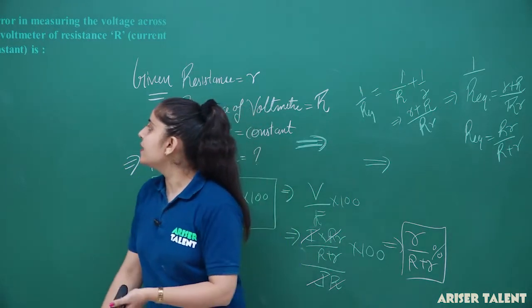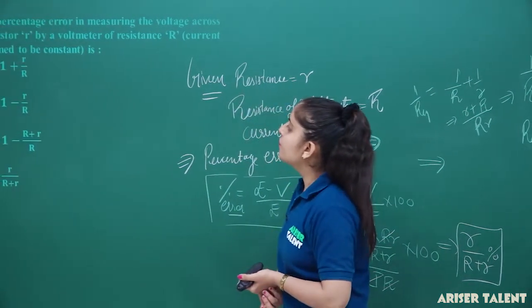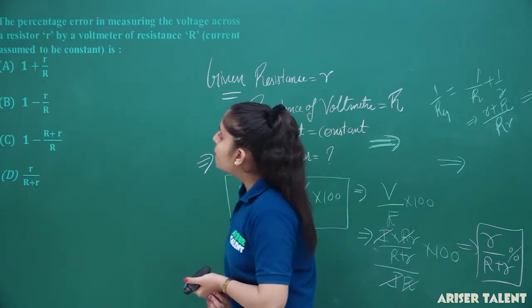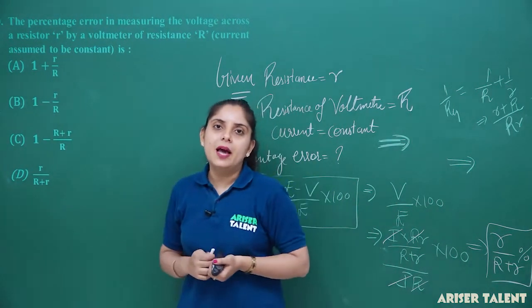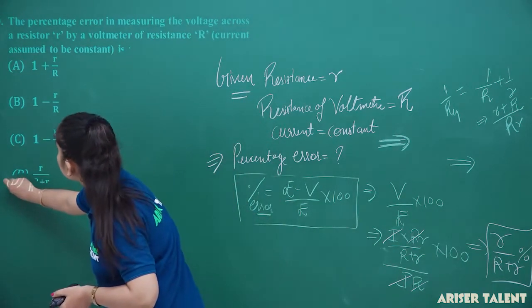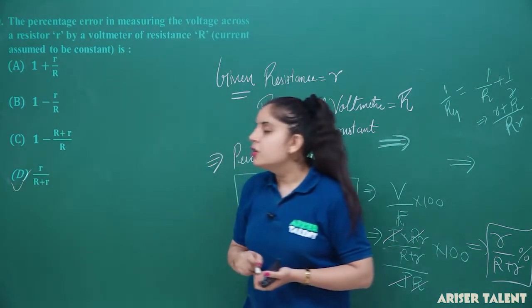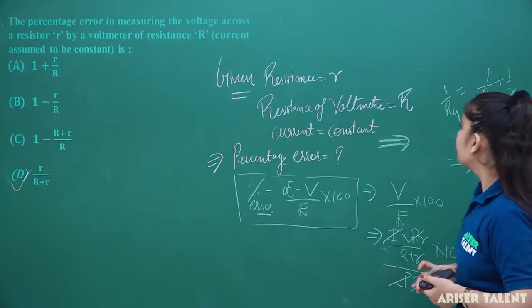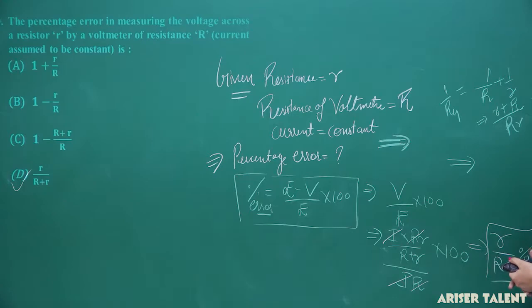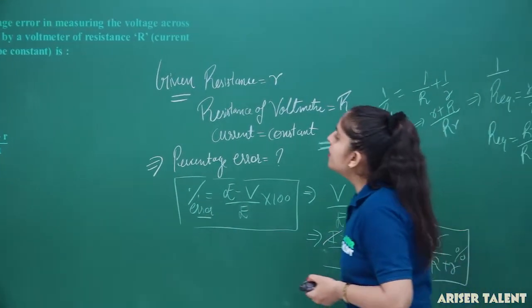So, what are the options here? 1 plus r upon R, 1 minus r upon R, 1 minus R plus r upon R, or r upon capital R plus r. So, this equation we are getting from here. So, this is the correct solution, that is option number D we have. So, this is the solution of this problem we have. Now, let's move to the next question in this sequence.